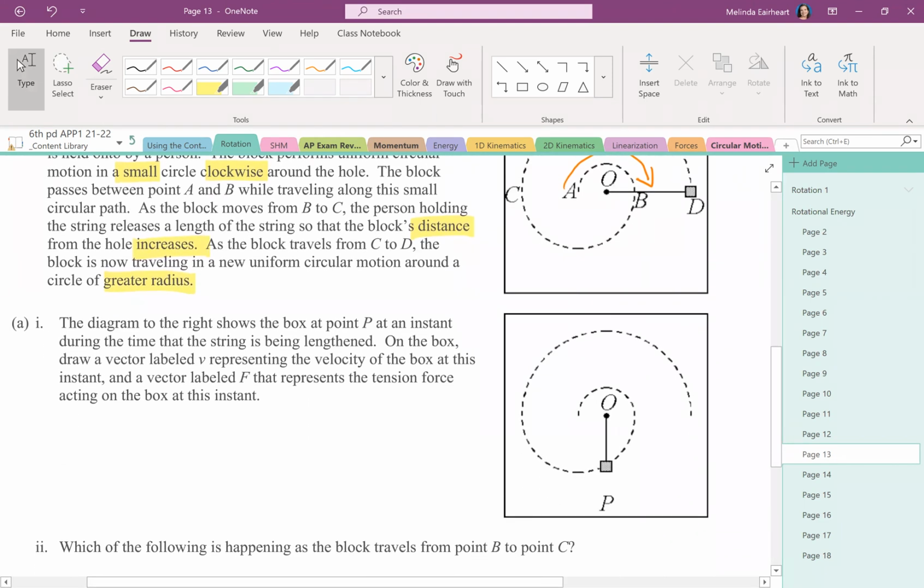In the diagram below, or to the right, it shows this box at point P. This is a point directly beneath, in our viewpoint, directly beneath O. It's when the person is letting go of the string. On the box, draw a vector.